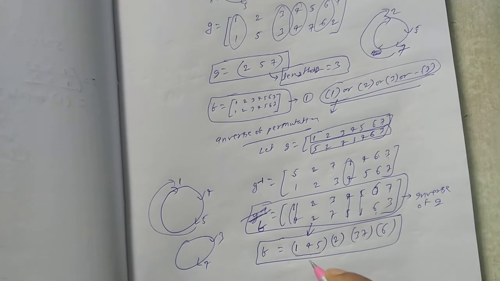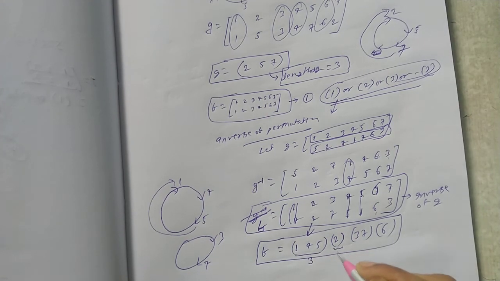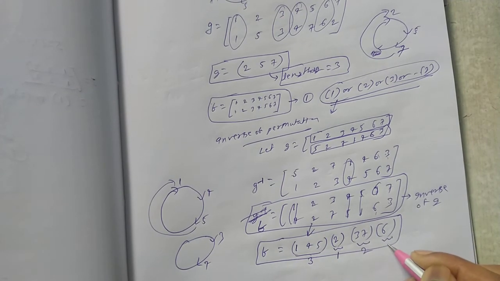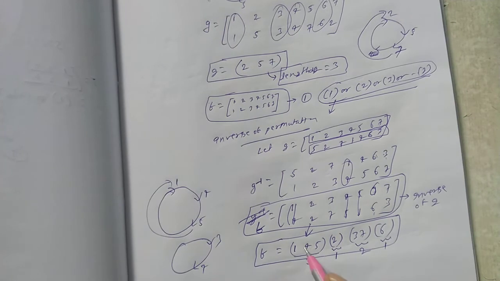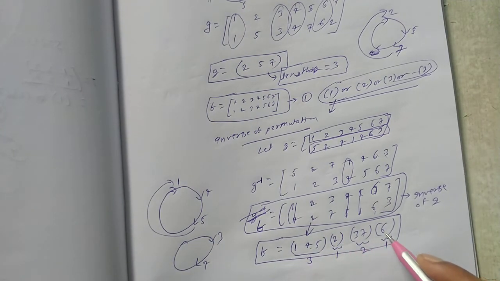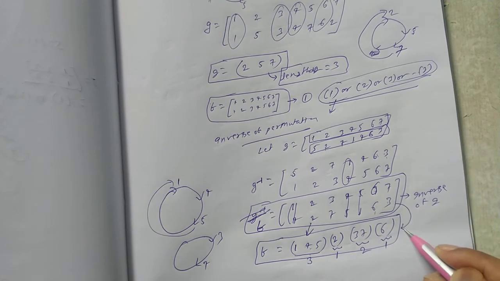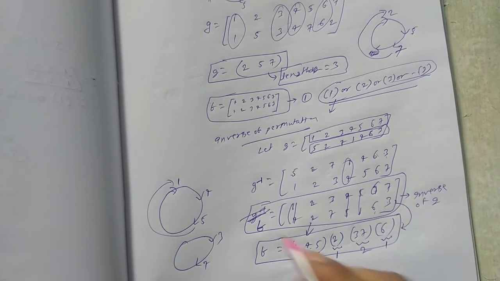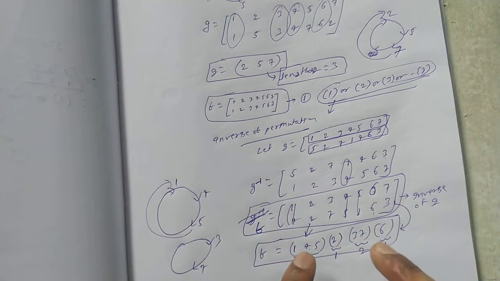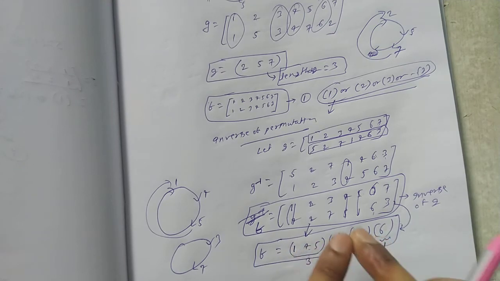The length of this cycle is 3, this cycle 1, this cycle 2, this cycle 1. No common element. This is the product of disjoint cycles, which is expressed from this. Both are equal. This permutation F and this permutation are equal. This permutation can be expressed as a product of disjoint cycles.